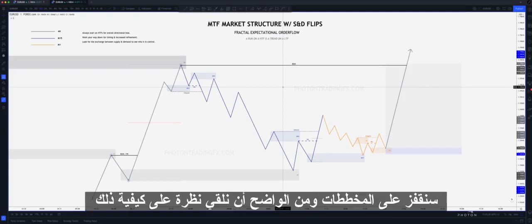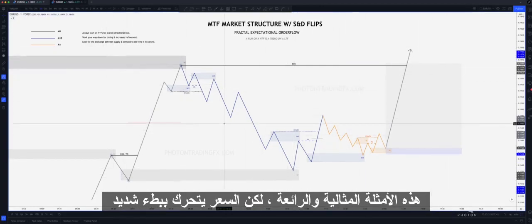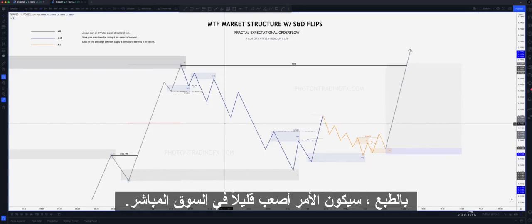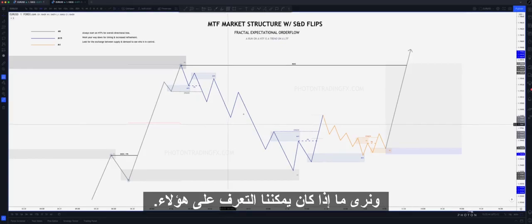In the next video, we're going to hop on the charts and obviously take a look at how this plays in reality, because of course we're not always going to get these nice, perfect utopian examples where price moves really slowly and we don't get any false signals, right? Of course, it's going to be a little bit trickier in the live market, but yeah, let's take our time on the markets and we'll give it a go and see if we can identify those.